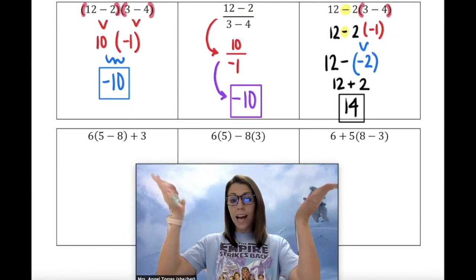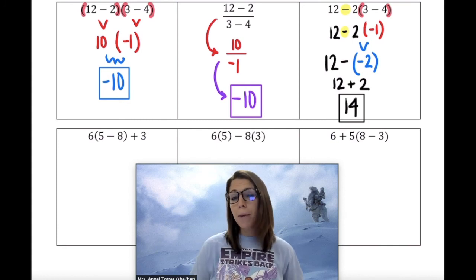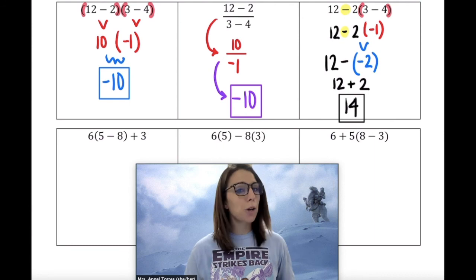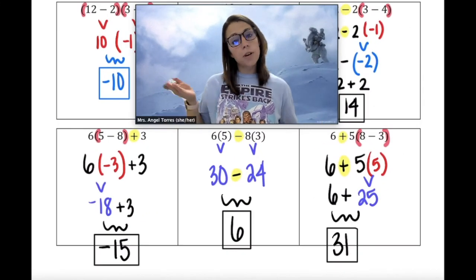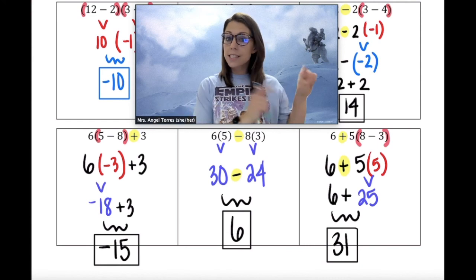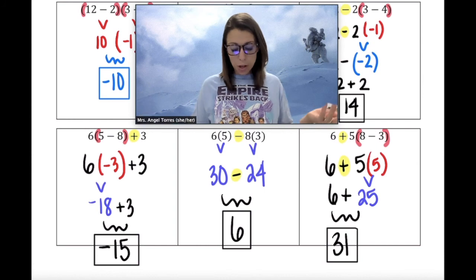So on to our last 3 examples here. Go ahead and try these now. Careful to keep in mind where your terms are and where your parentheses are. How did you do? Did you end up with negative 15, 6, and 31? If so, great job. If not, let's see where you went wrong.